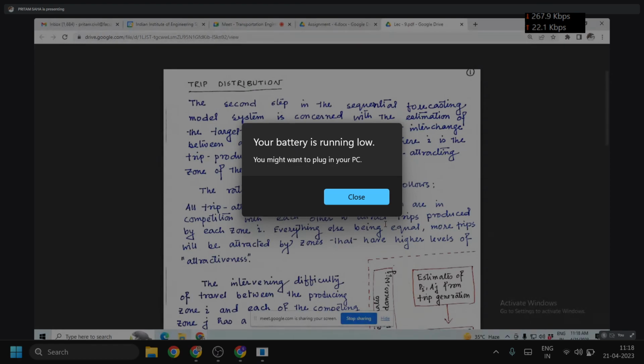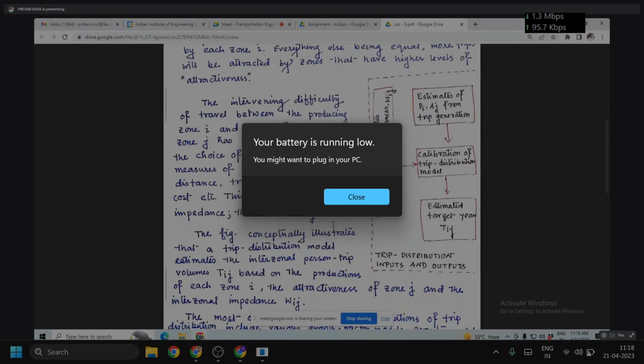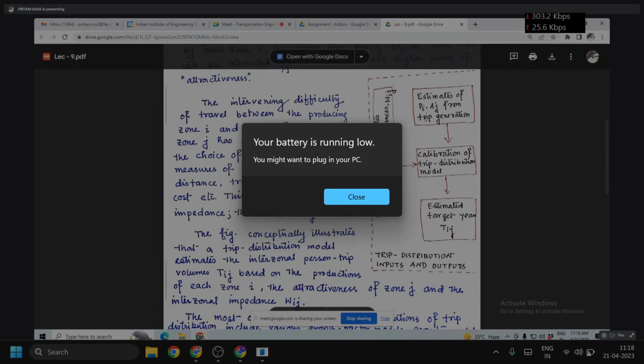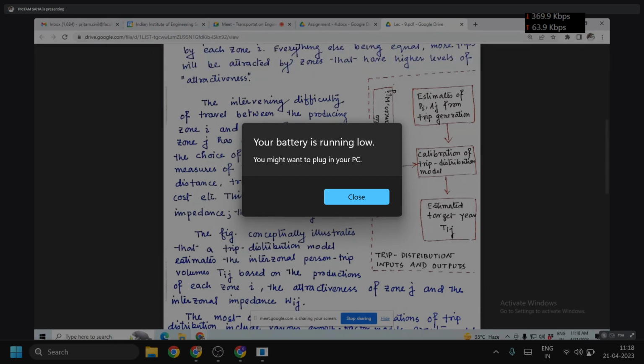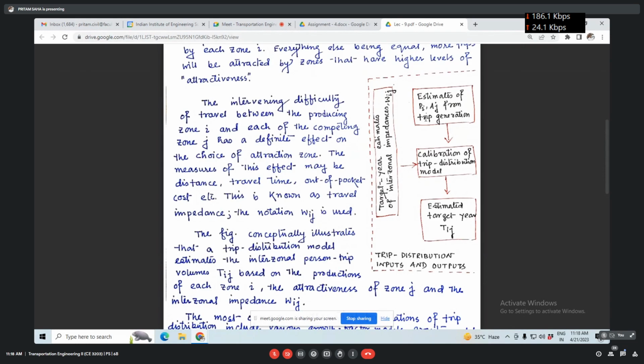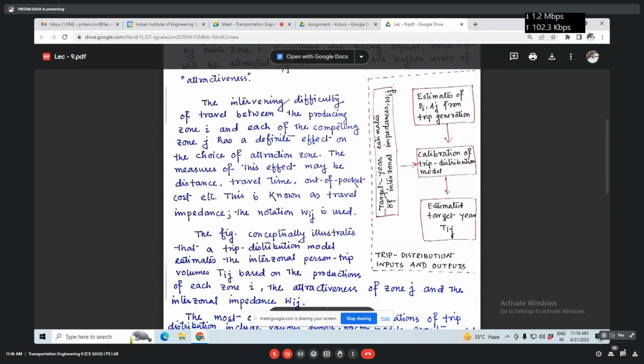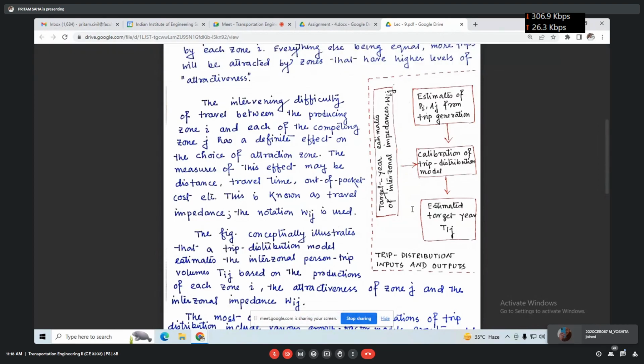So now you just look at this flowchart. This flowchart talks about the calibration process of the model. So what we'll do, you just look at the first part of the flowchart. It talks about estimating production and trip generation model. So from the trip generation model, we can estimate production or attraction of trips for any zone. So we have estimated production and attraction, and also you see that here in this box we have written target year estimates of interzonal impedance.